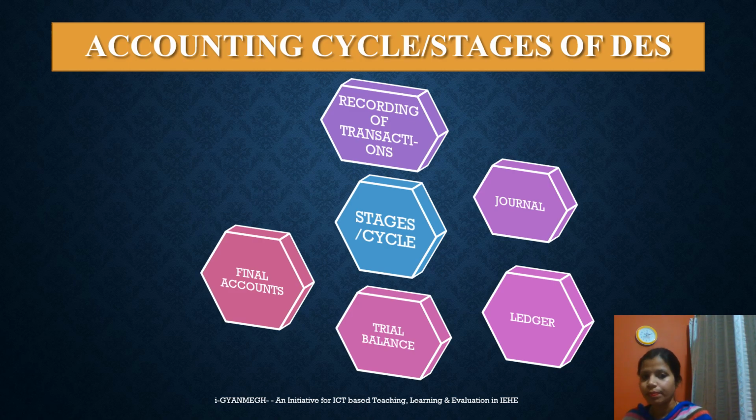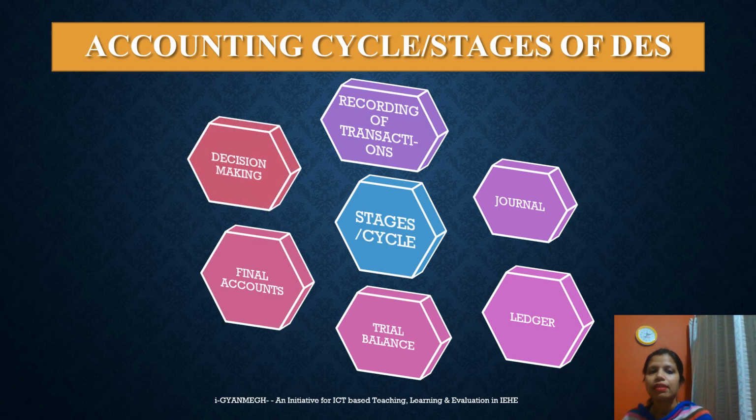With the help of P&L account, we will get our net profit or net loss. Then this net profit we will transfer to a balance sheet. Balance sheet is a statement with the help of which we can identify the financial position of our business, and ultimately this final account will be helpful for the decision-making process in an organization.